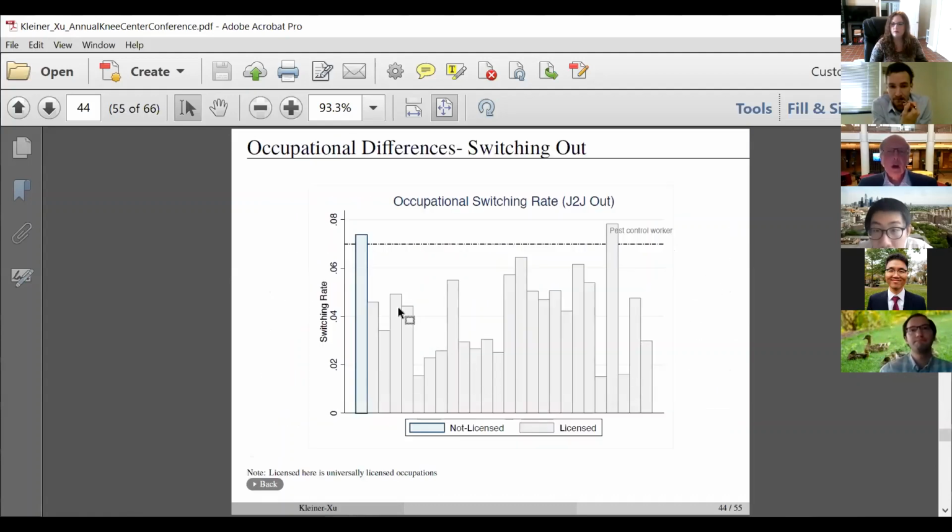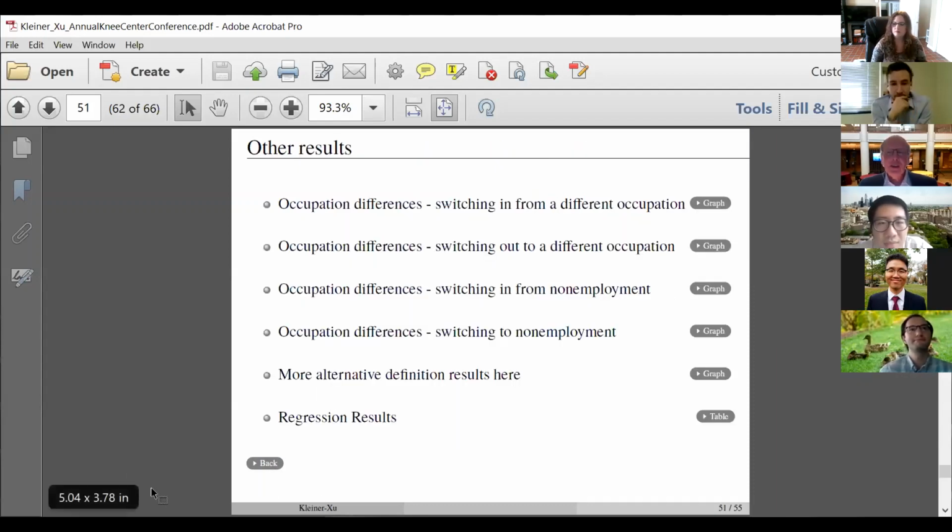These are individuals in the first column who are not licensed, and people who are licensed. You can see that in general, people who are non-licensed going from J to J, moving out, tend to be higher, except for pest control workers. Those folks tend not to like their job very much and tend to switch out, I guess not surprisingly. In general, though, the licensed occupations tend to move out.